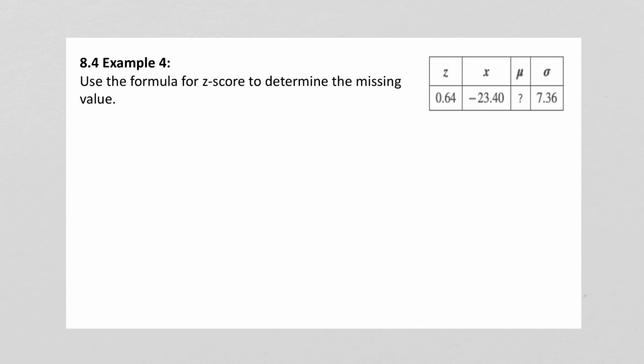Example 4 says, use the formula for z-score to determine the missing value. Our formula for z-score, this is for a population because we have mu and sigma, is our data point minus the mean, which in this case is mu, divided by the standard deviation, sigma. This time we're looking for mu. We have z, we have x, and we're looking for the mean. So we're just solving this equation.